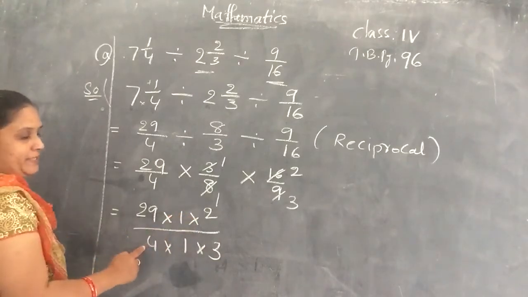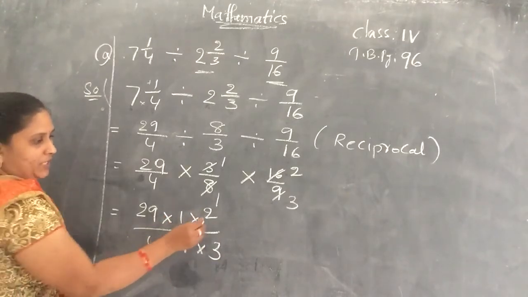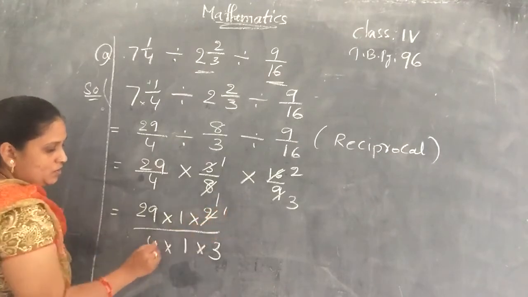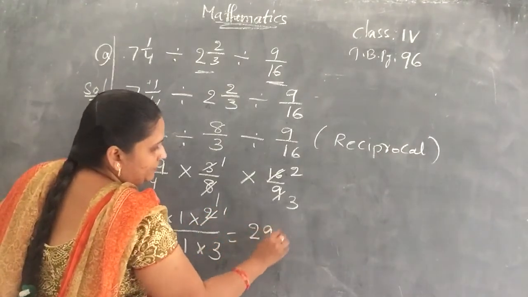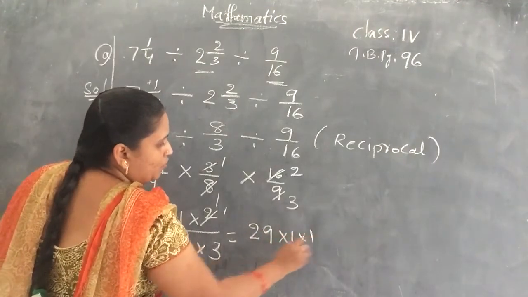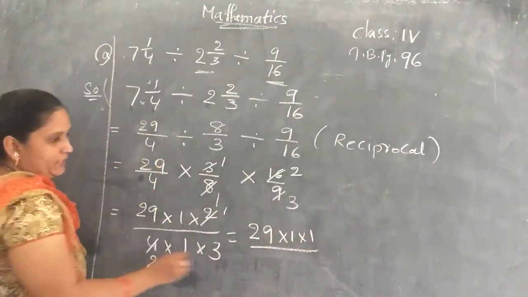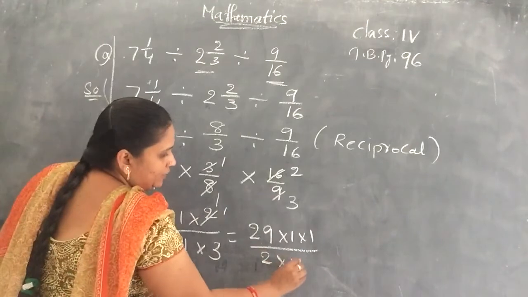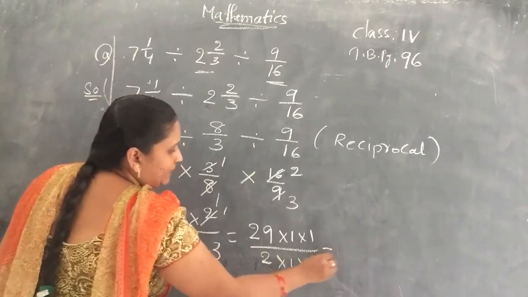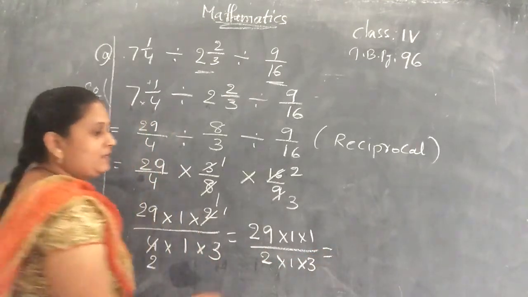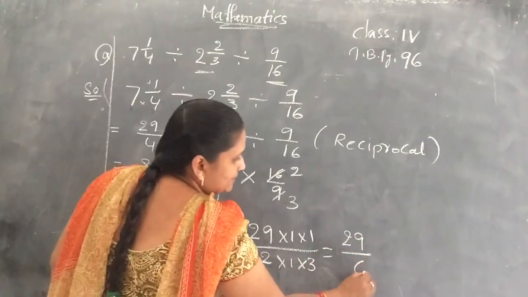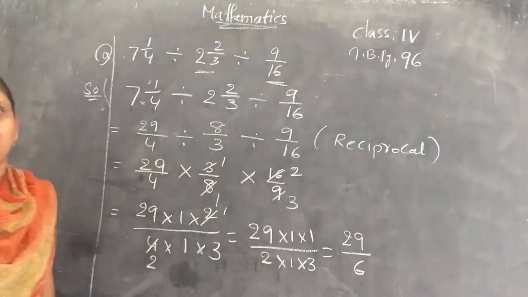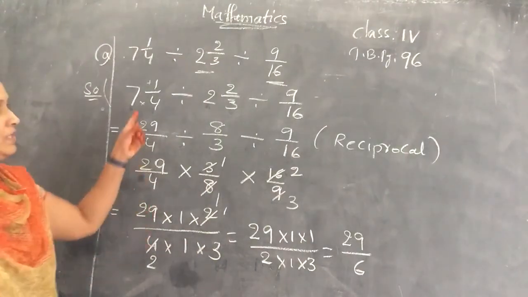Again 2 and 4 are possible to simplify. 2 1s are 2, 2 2s are 4. What will the remainder be? 29 into 1 into 1 by 2 into 1 into 3. Do the multiplication: 29 1s are 29, by 2 3s are 6. This is the answer.